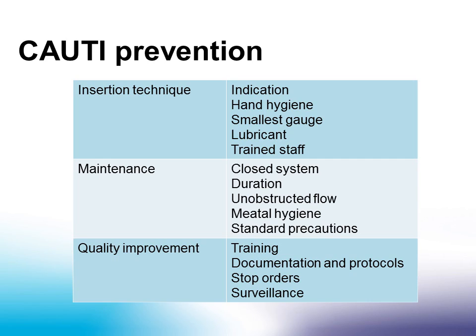During maintenance of the catheter, CAUTI is minimised by maintaining a closed system, minimising catheter duration, maintaining unobstructed urine flow, regular meatal hygiene, and standard precautions during catheter manipulation. Quality improvement recommendations for CAUTI prevention include regular in-service training, clear documentation and protocols for catheter indications, reminders and stop orders, and surveillance on catheter use and any associated adverse events.